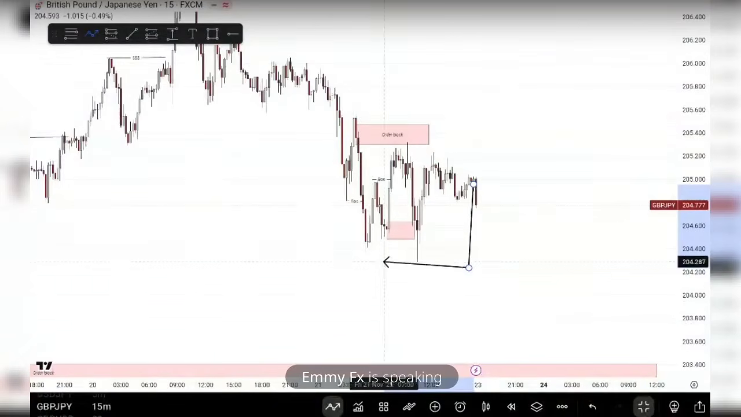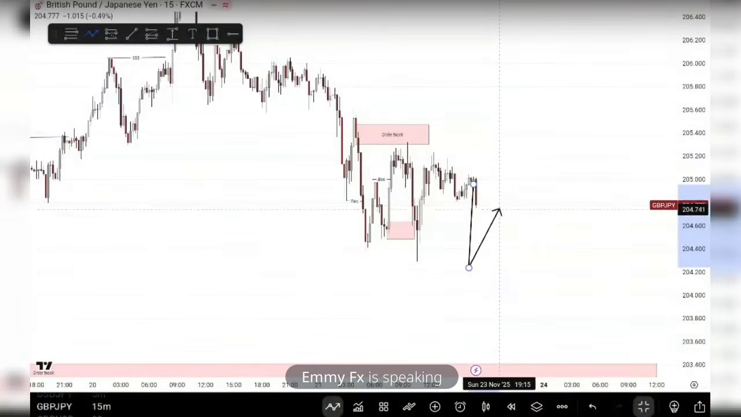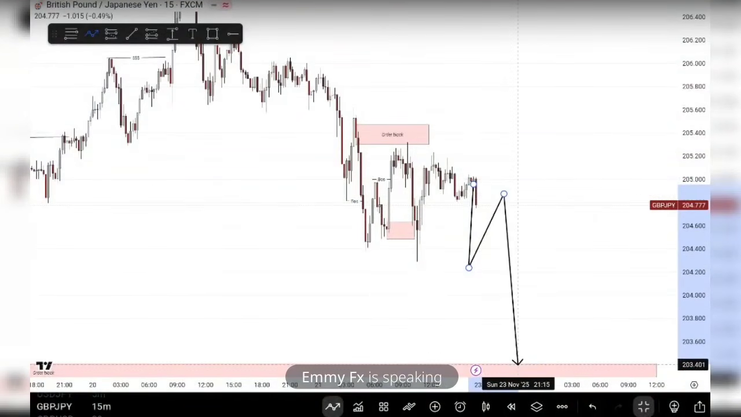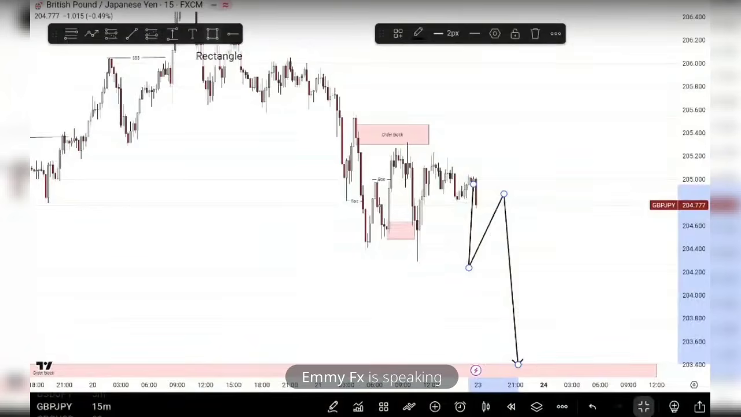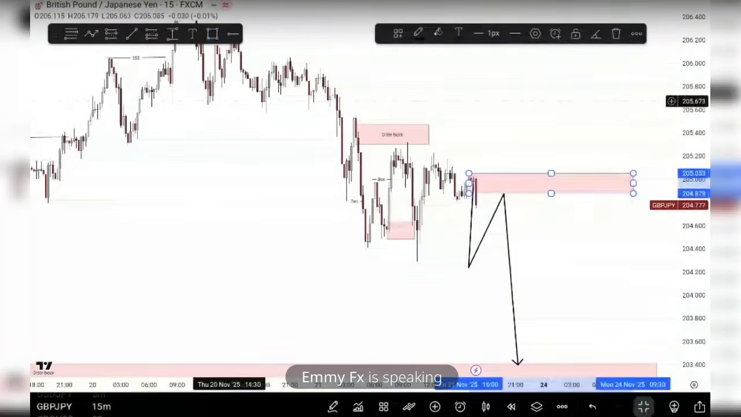After we have this break of structure to the outside, we need price to give us an FVG here and also an order block. And we have to break price to the outside. So we need to have a fair value gap and an order block here.